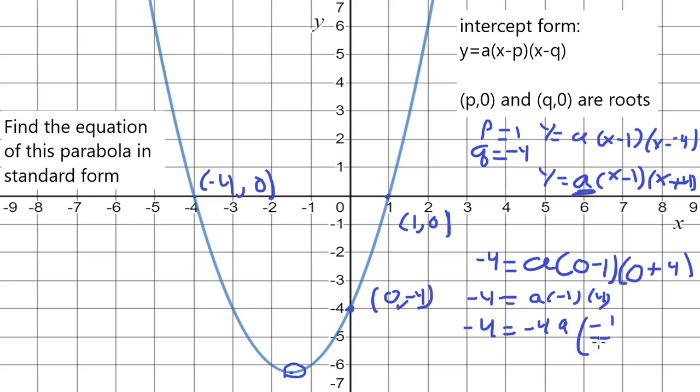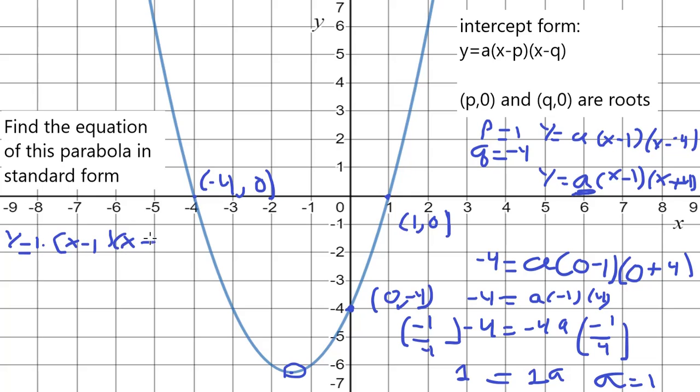Multiplying both sides by the reciprocal of -4, which is -1/4, will make it so -4 times -1/4 is equal to 1. And then same thing over here, this will be 1. So that tells me a is 1, and our equation is y equals (x minus 1) times (x plus 4).